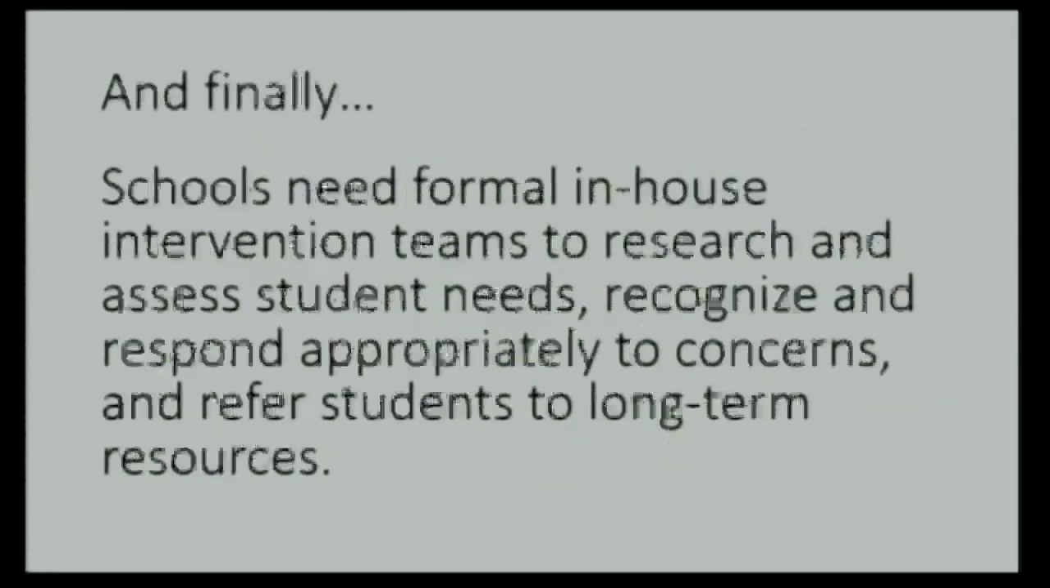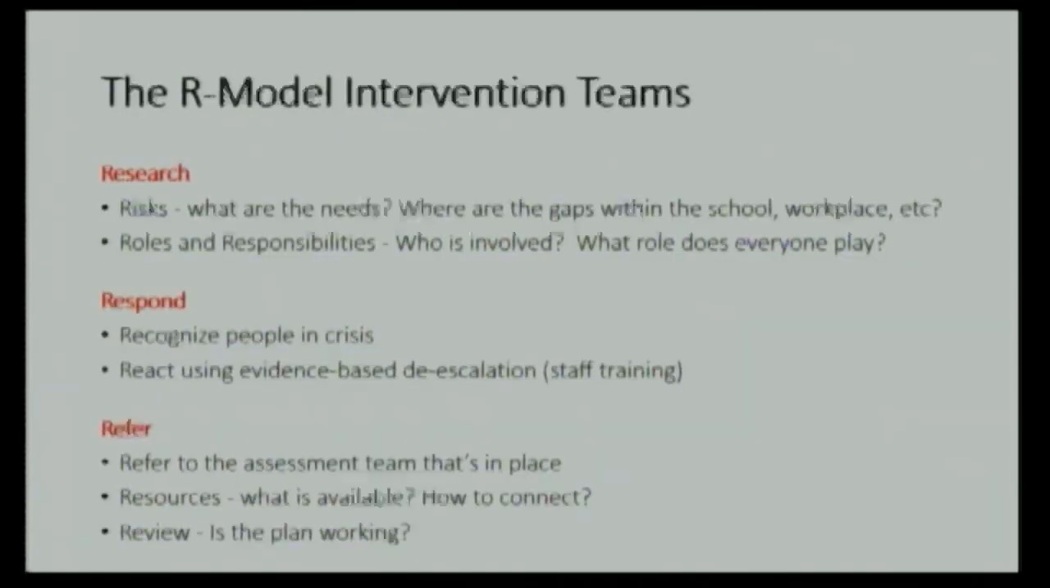The final thing here is schools need very clear lines of referral: who is to do what, and when, to prevent these types of crimes. They need formal in-house intervention teams to research and assess student needs, to recognize those concerns, and to respond accordingly. We've built a model, we call it the R model, for how this would operate on a school level. In other jurisdictions, they call them threat assessment teams. We want to advocate thinking strategically about what that looks like, how it's funded, and how it's coordinated.